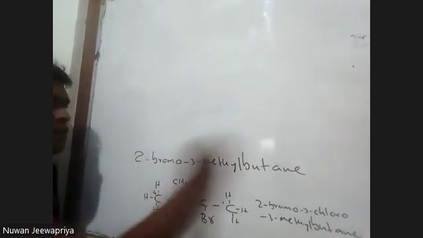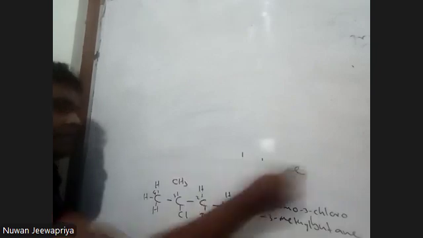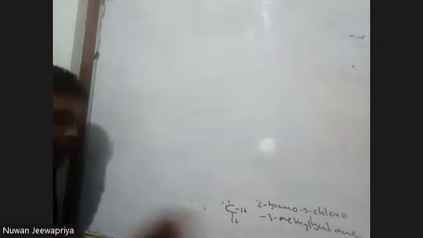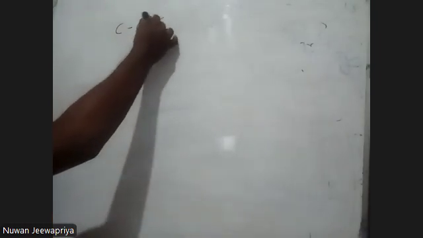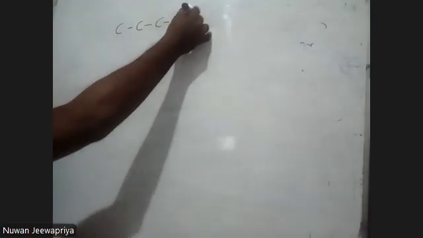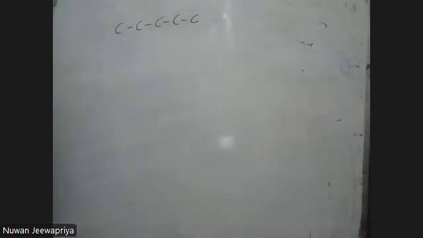We go to an example with 5 carbon atoms. How do we deal with that when there are 5 carbon atoms? It is like this way. Now, 1, 2, 3, 4, 5 carbon atoms.